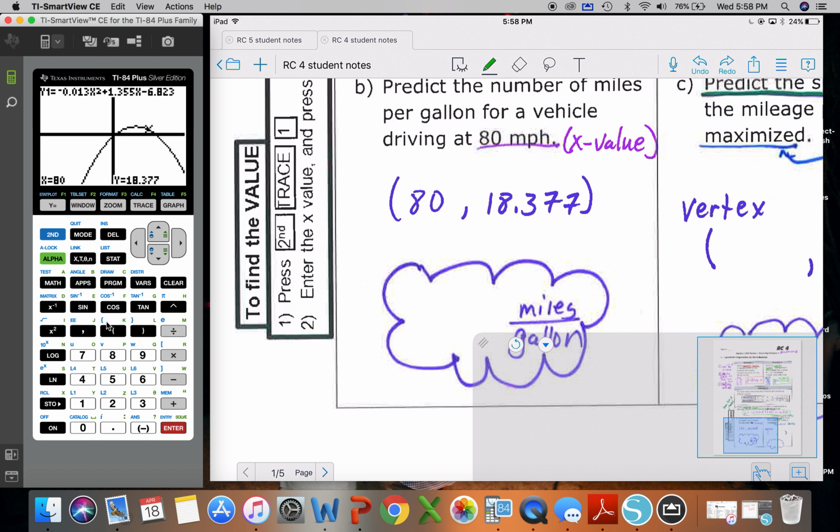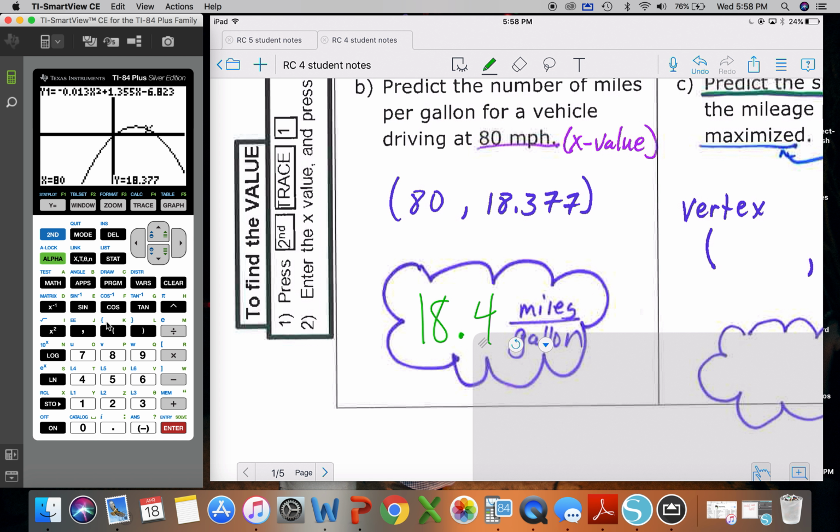Now the answer is the number of miles per gallon, and so they are asking for my y value, so I would write 18.4.